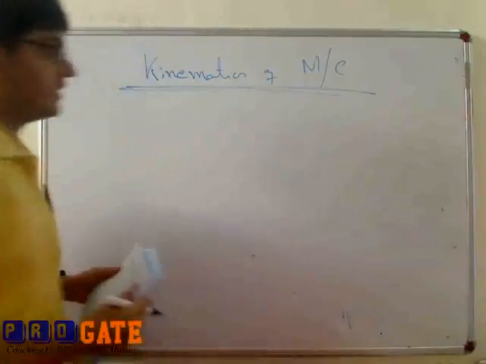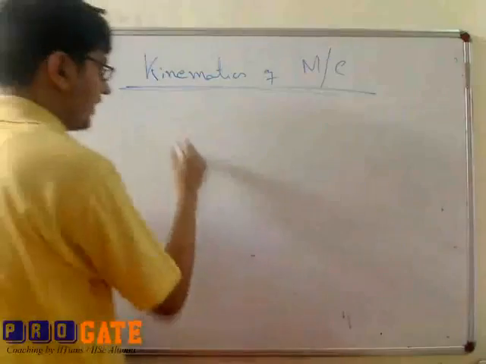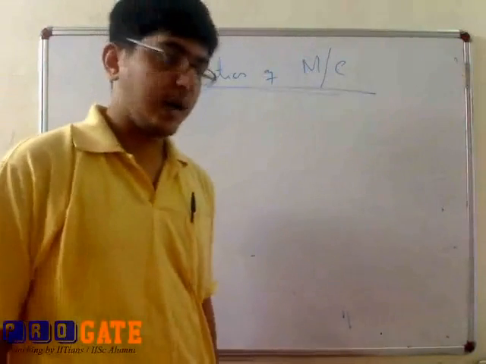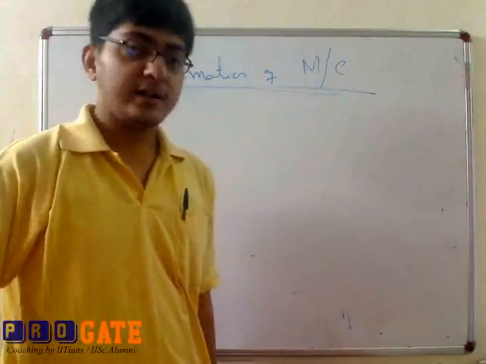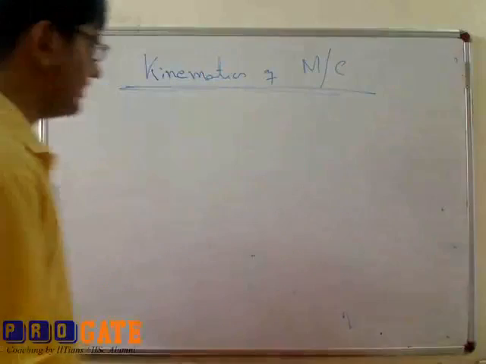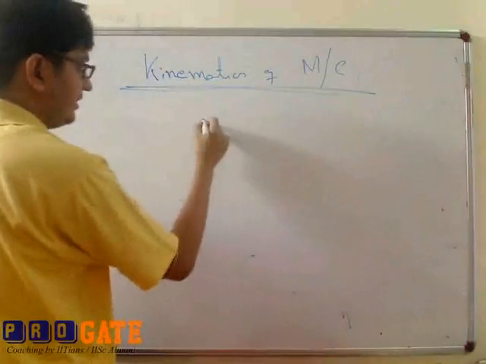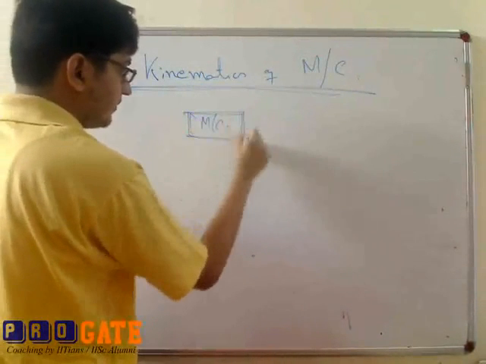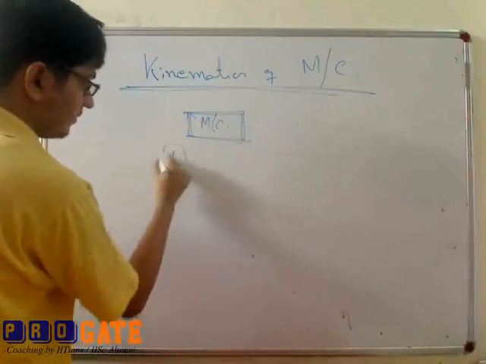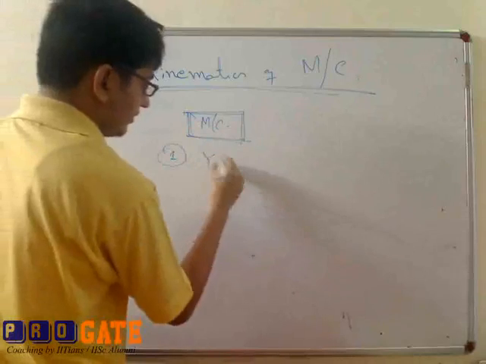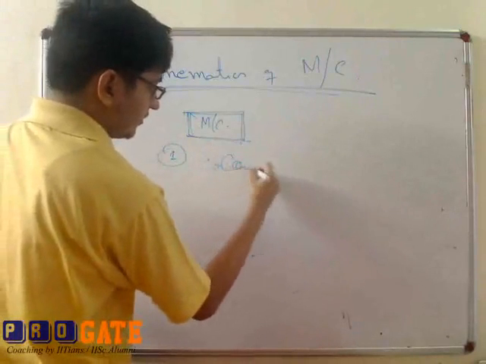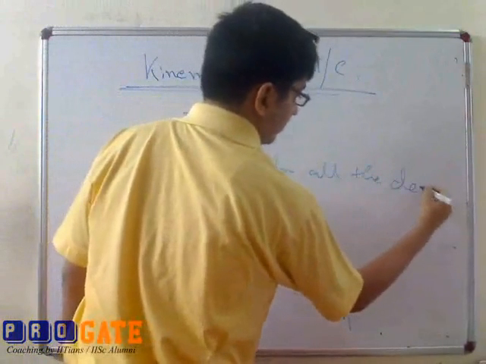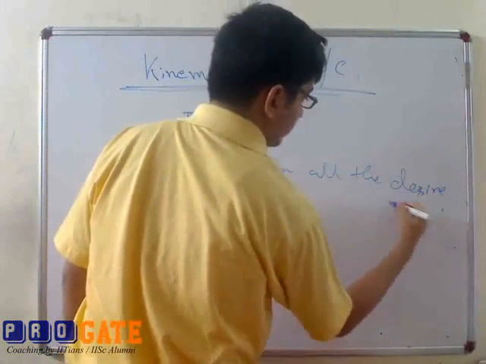In this topic, we will study how to define a machine and mechanism, the definitions of lower pair, higher pair, and other relevant definitions. Basically, if you want to design a machine, then at first you need to consider all the desired motion.